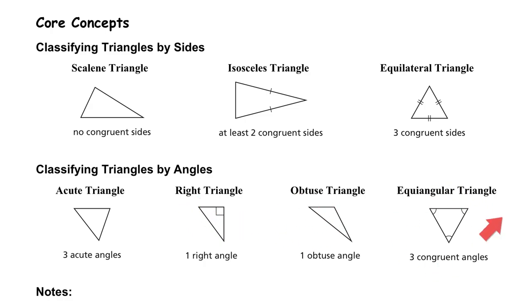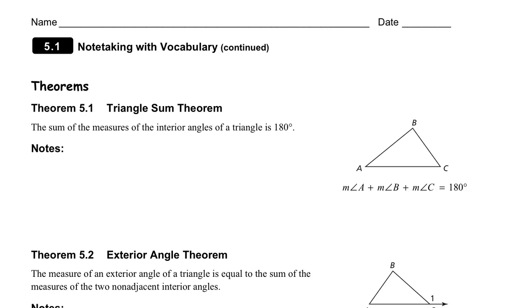And then if all three angles are congruent, it is called an equiangular triangle. Little fun fact, all these angles are going to be 60 degrees each if you have an equiangular triangle. All right, next page. So here are our theorems.